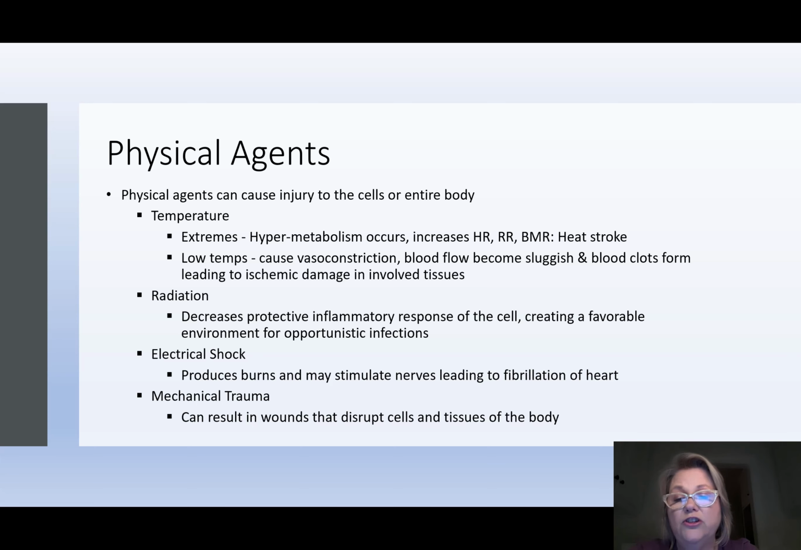Another physical agent is electrical shock. It produces burns and may stimulate nerves, leading to fibrillation of the heart. So it can cause the heart to go into some crazy rhythms and cause them to have a heart attack. Mechanical trauma can result in wounds that disrupt cells and tissues of the body. So, getting hit in the head with a flying limb or anything that can puncture or wound the body disrupts things and can cause inflammation.